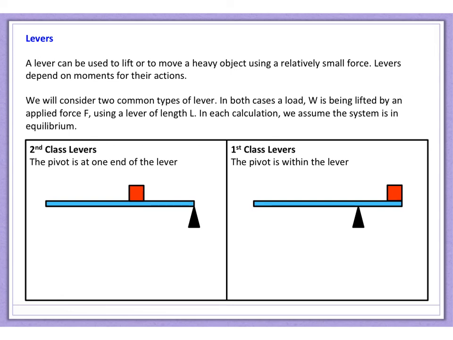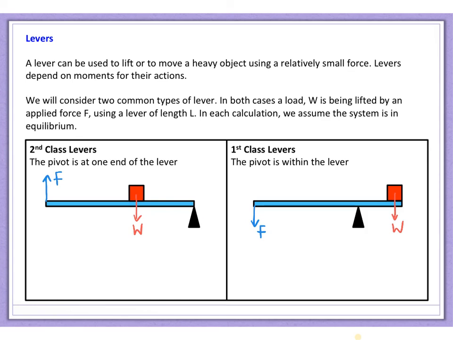So we're going to consider two common types of lever. In both cases, a load W, which is the weight of the object in both examples, is being lifted by an applied force F. In the first diagram, the force F will be applied like this, and in the second situation, the force F will be applied like that, a pull versus a push.